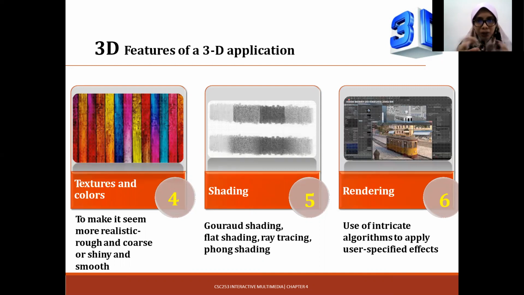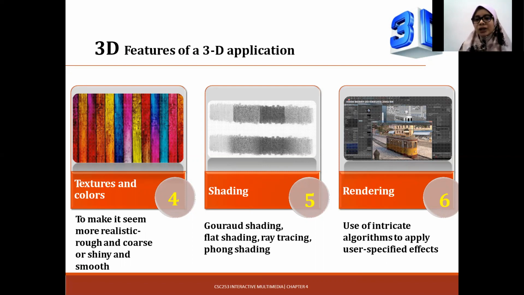Textures and colors. To make the design more realistic, we need to play around with textures and colors. Shading: Gouraud shading, flat shading, ray tracing, point shading. This is based on what you want to use. For example, if you want to have some depth, to see shadow, then we use shading. If we want it to look farther or closer, we can use shading.